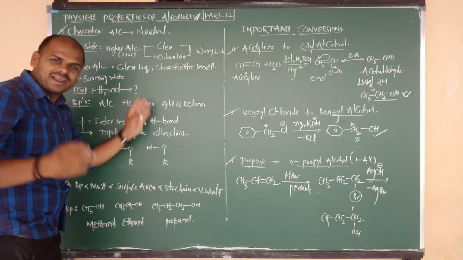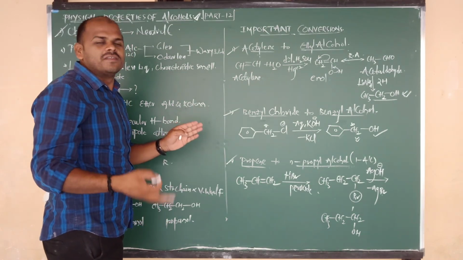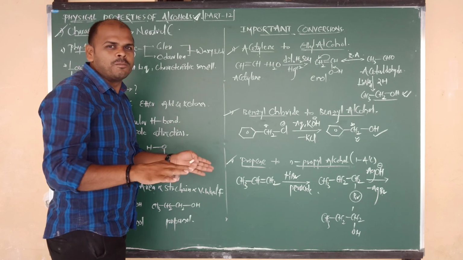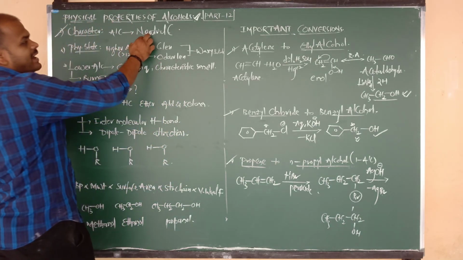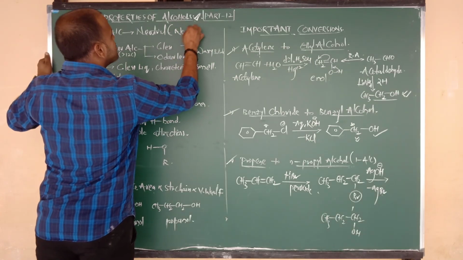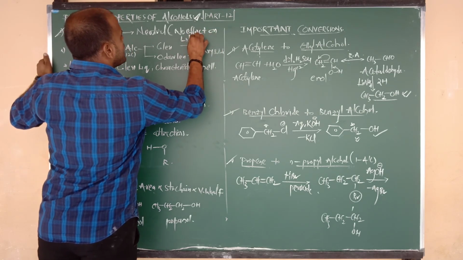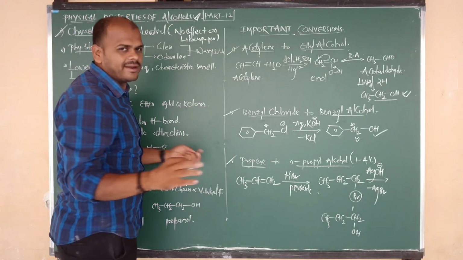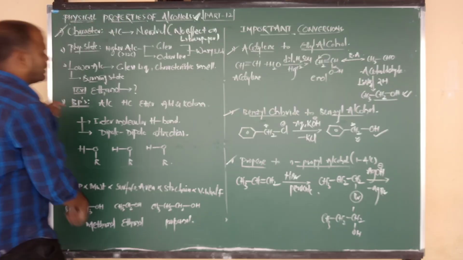Alcohols are neutral in nature, and you know very well, due to their neutral nature, they won't react with litmus paper, meaning blue to red, red to blue. Those conversions we can't see here because they are neutral. Due to their neutral nature, there is no effect on litmus paper.